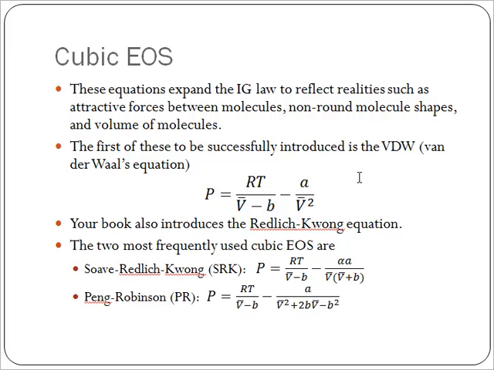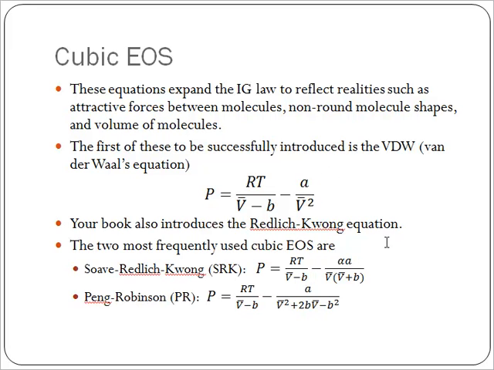And all the adaptations of the Van der Waals equation that are currently in use also have a cubic form. If I clear the fractions, it will be cubic in the variable v. Now, the two that are currently most often used are the Soave-Redlich-Kwong, usually just the SRK equation, or the Peng-Robinson equation, PR. Okay? And these, you'll notice, are similar to the Van der Waals equation, RT over V minus b.